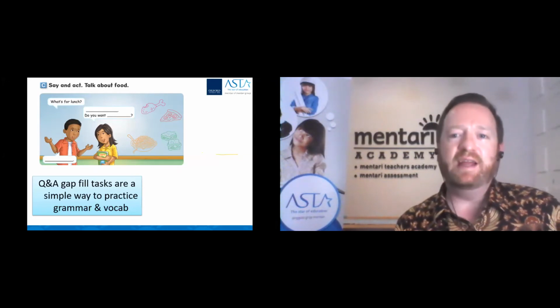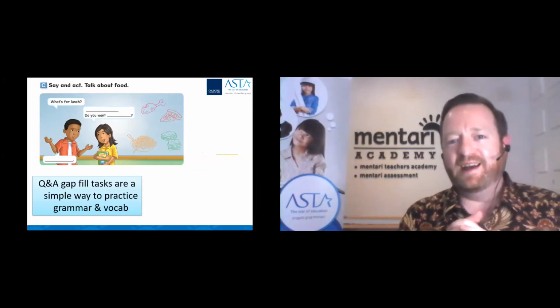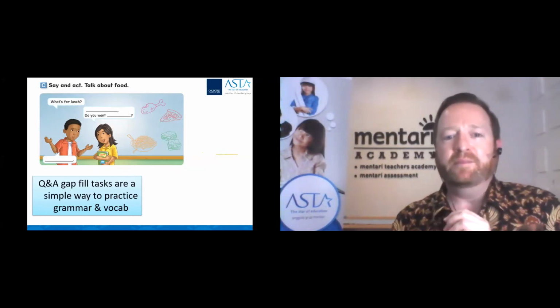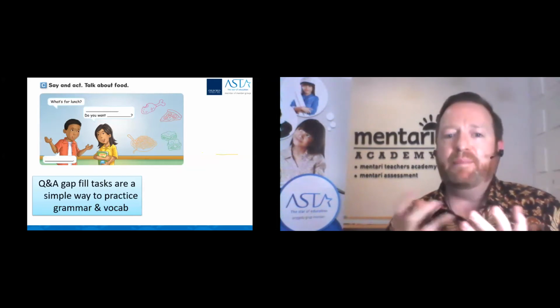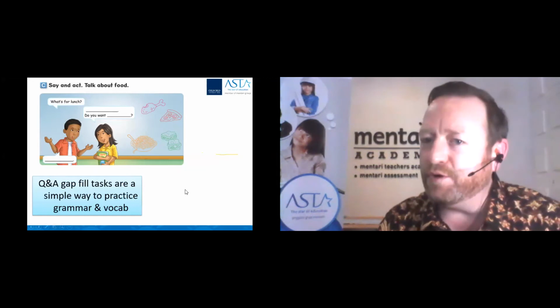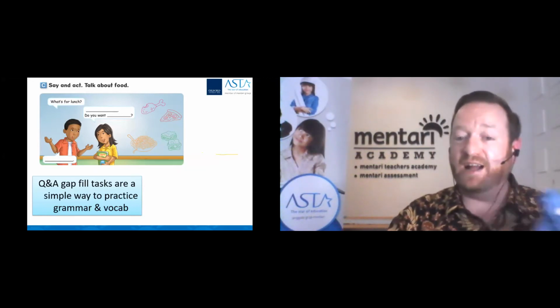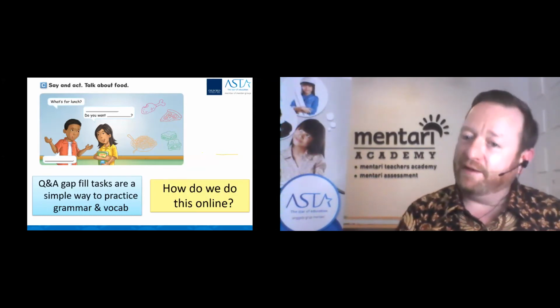So it's a very simple activity. You can fill it in with your own favorite food, like fried chicken. There's pictures in the background to help, but they can choose their own. And this is a very simple activity. But again, we know this already. We're not beginner teachers. We know how to do simple question and answer, but we want to know, how do we do this online? That's what we're here for.